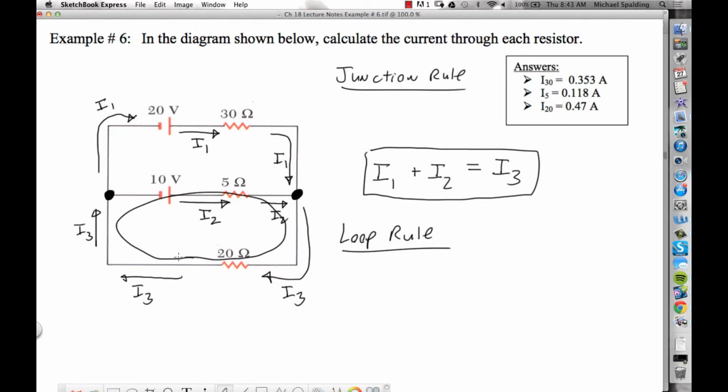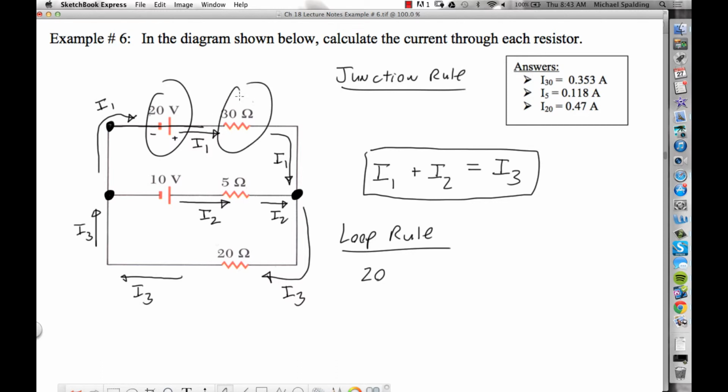Okay? Now voltage gain equals voltage loss. Okay, so let's just do it. So I'm going to loop the whole outer perimeter first. So let's start right here. Okay, ready? So we're going to loop around. Now what's happening when we cross this first thing right here? Voltage gain or voltage loss? We're going from negative terminal to positive terminal. That's a what? A gain. So 20. Okay, now we're crossing this resistor. Voltage gain or voltage loss? Loss.